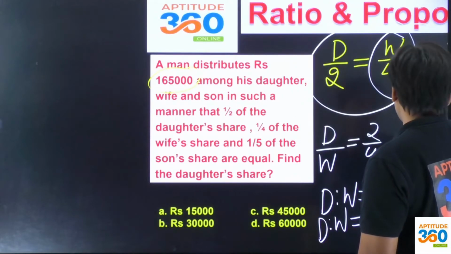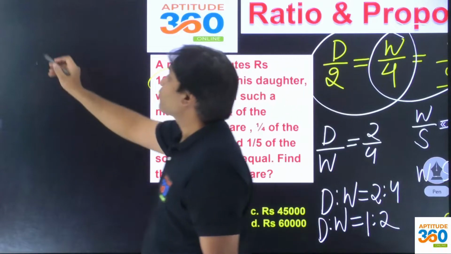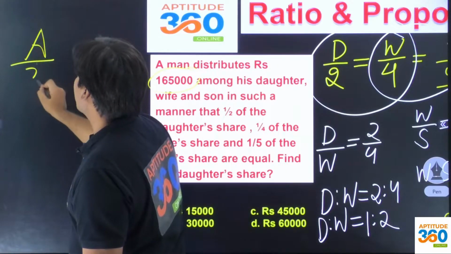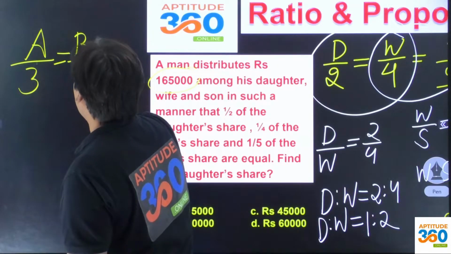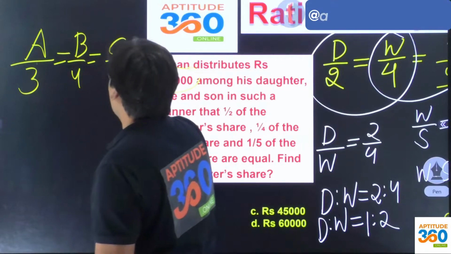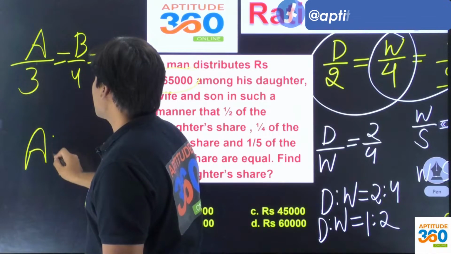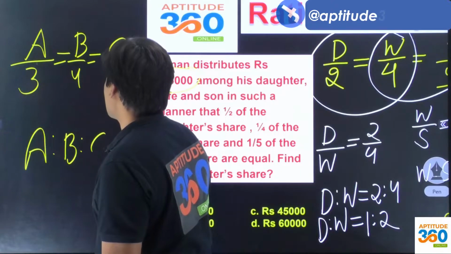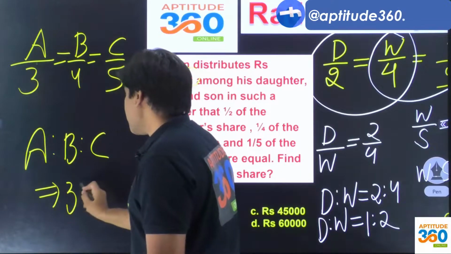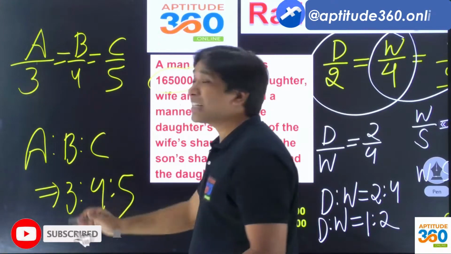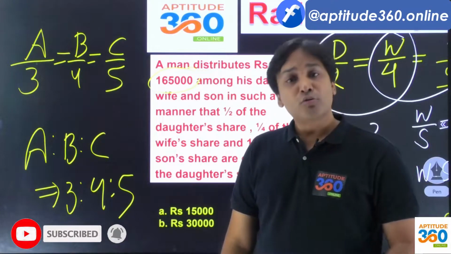Let me write it again, because I know this gets confusing. So I say something like this: a/3 is equal to b/4 is equal to c/5. And if I have to write what is going to be the ratio of a is to b is to c, I would say that this is 3:4:5. My work is done, nothing to do, nothing to write.